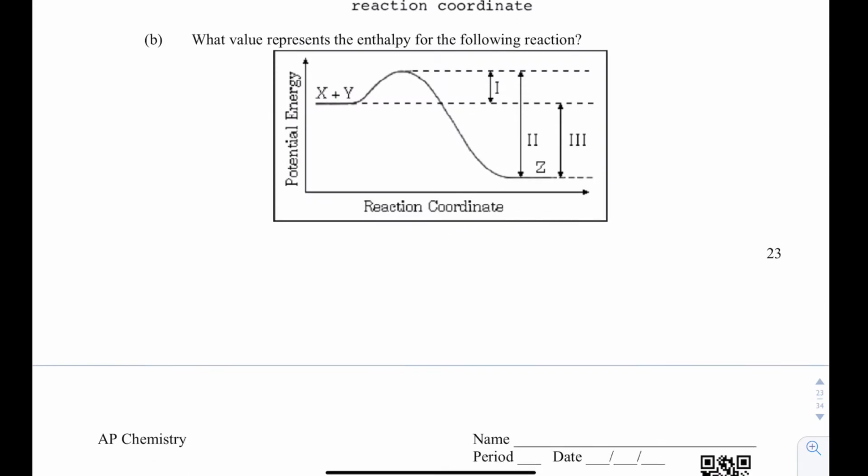Now, in part B, this was a multiple choice question. It says, what value represents the enthalpy for the following reaction? It won't be 1. It won't be 2. This is EA forward for 1. This is EA reverse. And it'd actually be number 3. This is delta H. And if they asked, this would be an exothermic reaction.